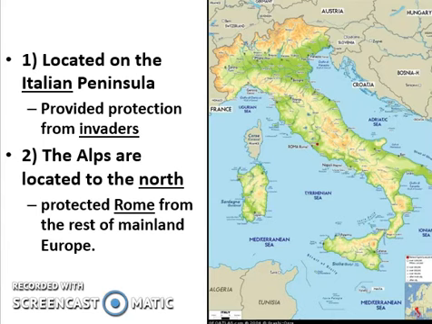Surrounded by sea on 3 sides, it makes it so that people can only attack by ship or by the one piece of land that is connected to the rest of Europe. And that area is covered by the Alps. The Alps are located to the north, and these protected Rome from the rest of mainland Europe. Italy is a part of Europe.